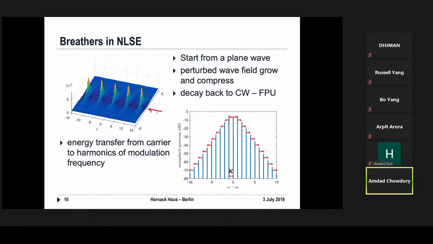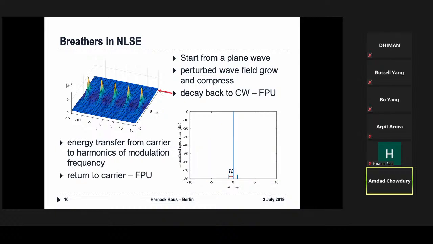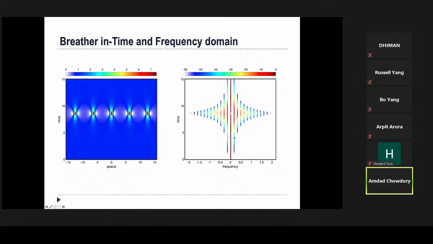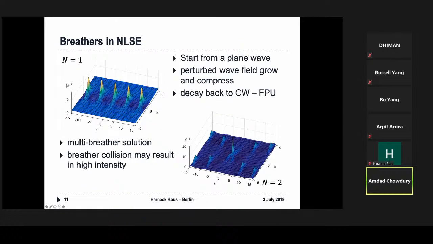And when all of the energy from the carrier goes to the sidebands, we get the compressed part in the middle, and this is where the maximum growth happens. And then finally it goes back to the carrier. The cascade also developed and then goes to the background again. The amplitude goes to the background again. So this is called a first order solution.